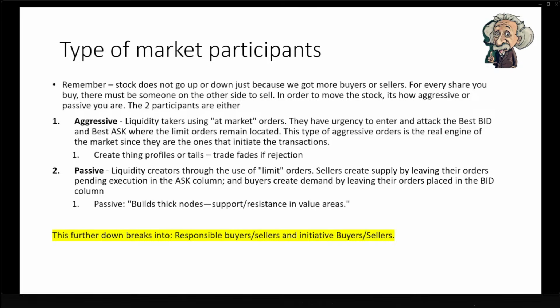So we talked about the type of participants, aggressive and passive. Any questions on this? I think you guys got this. If you don't, stop me, just so we can get to some meat.